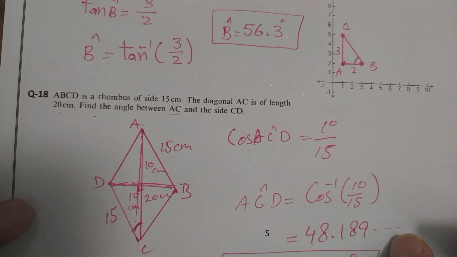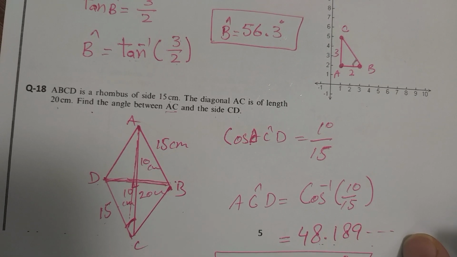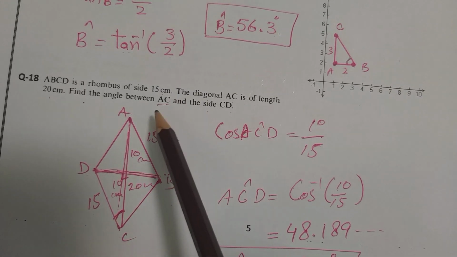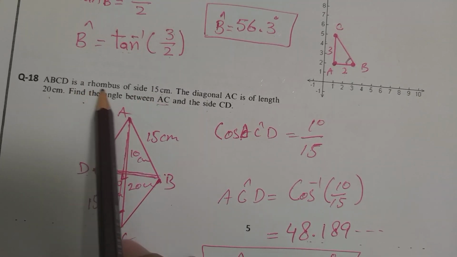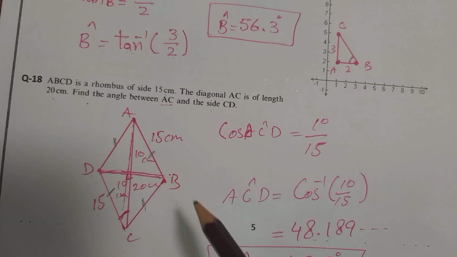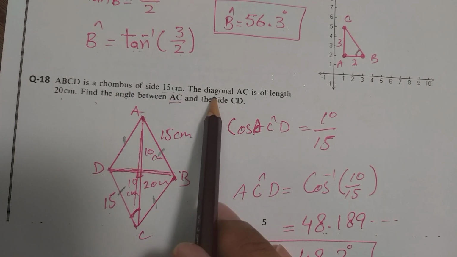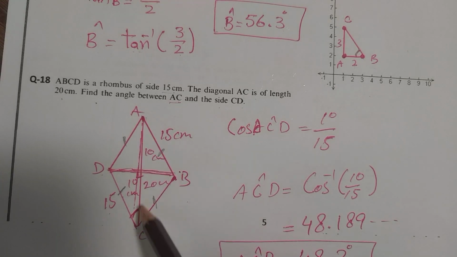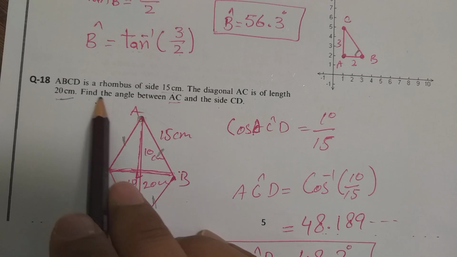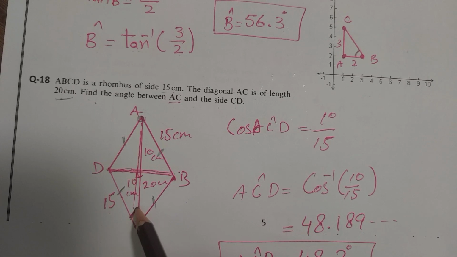So whenever you draw the vertices by yourself, please draw them in order, either clockwise or anti-clockwise. Okay, so we are given the information: the rhombus side, any side, is 15 centimeters. This is also 15. All sides are equal for this rhombus. It's just a rough sketch. The diagonal AC, so this is AC, its length is 20 centimeters. The complete length from A to C is 20. So find the angle between AC and side CD. So it means we need to find this angle actually.